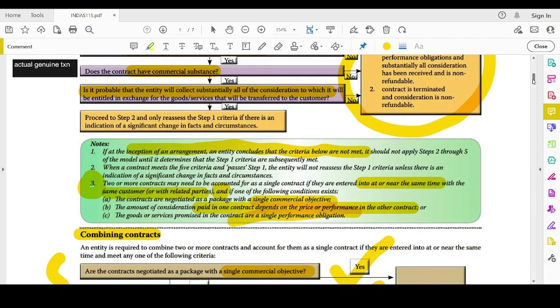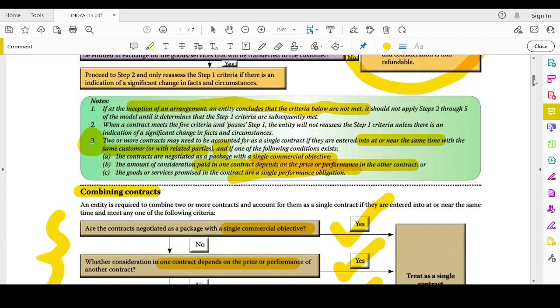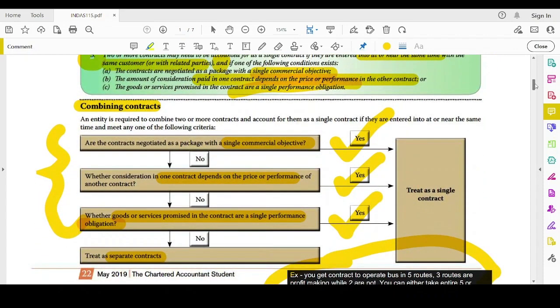Or C: the goods or services promised in the contracts are a single performance obligation. For example, I have to deliver some goods as a single performance obligation, like AC, service and warranty. These are all part of a single performance obligation that could be seen as a single contract. If I'm going to deliver similar goods in multiple quantities, okay. The same thing has been described in a table and flow chart format now.